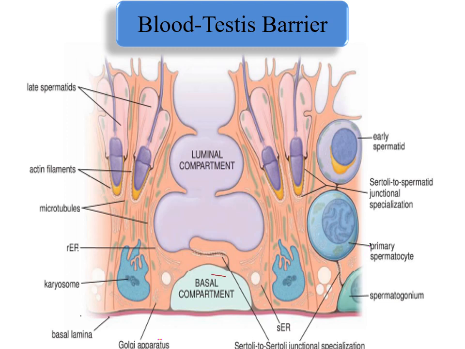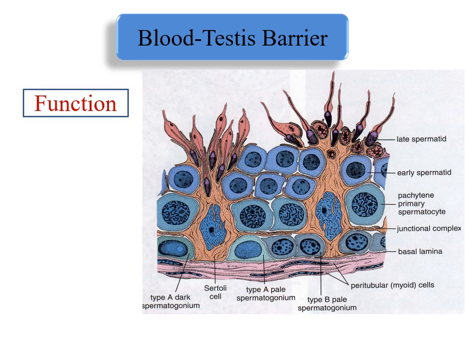Here again, this is the blood-testis barrier. The blood-testis barrier divides the basal compartment and the luminal compartment. The basal compartment contains the spermatogonia, whereas the luminal compartment contains spermatocytes. This is the blood-testis barrier, formed by Sertoli to Sertoli junctions. What is the function of the blood-testis barrier? Its main function is to protect the spermatocytes from the immunity of the body.